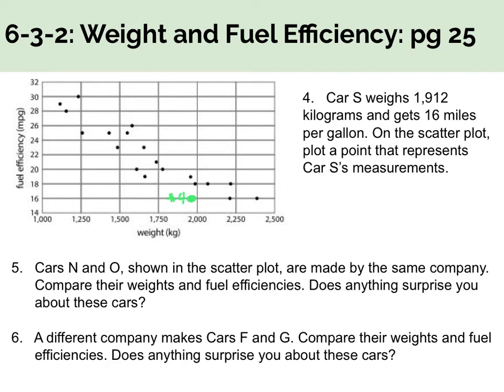All right, moving on. Cars N and O. What do we see about those? Car N has a lower weight and a higher fuel efficiency than car O. Nothing is surprising about the cars because they fit in with the trend. They're not an outlier, meaning they're not out by themselves. They follow the same trend. They're actually okay. Looking at number 6, cars F and G. Their weights are quite different, but they still have the same fuel efficiency.